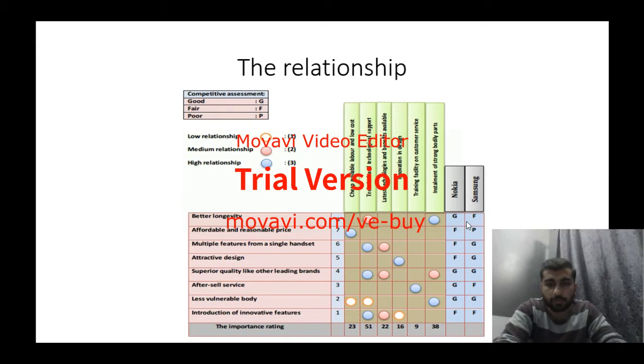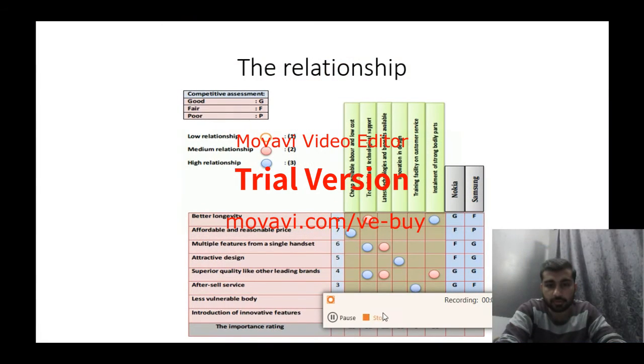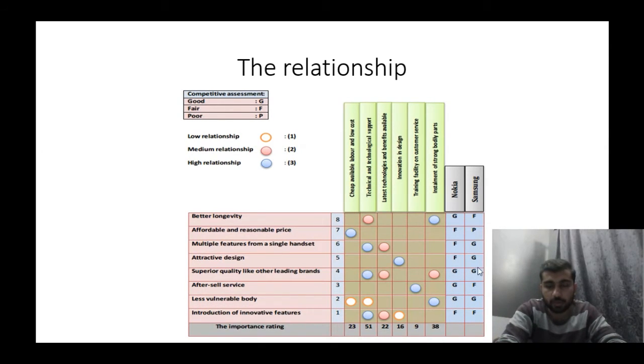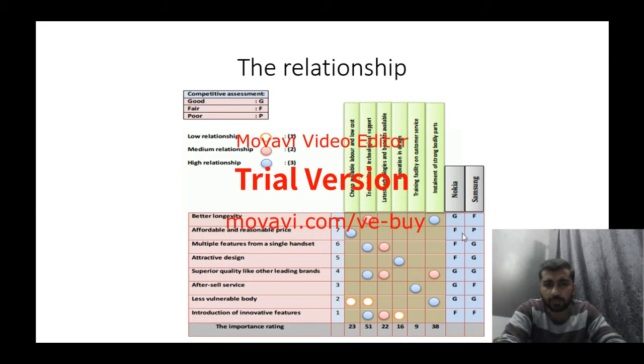The last thing is the competitor, so there we can do a competitive analysis also. Okay, so the last one is the competitive analysis. We see how Nokia and Samsung have been doing against better longevity. They've been doing good. Samsung's been doing fair on affordable price, fair and poor, fair and good. So that's how the competitors have been doing in their products.